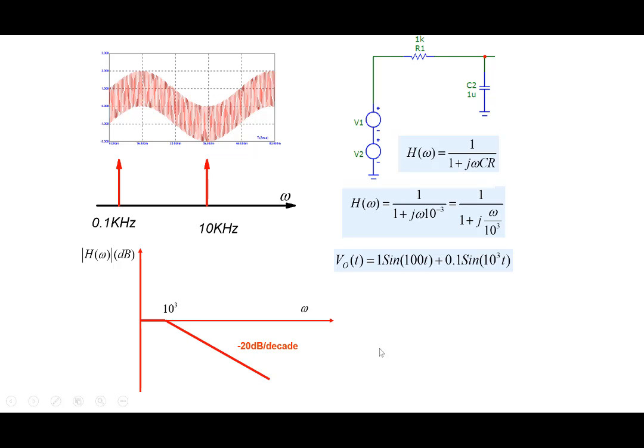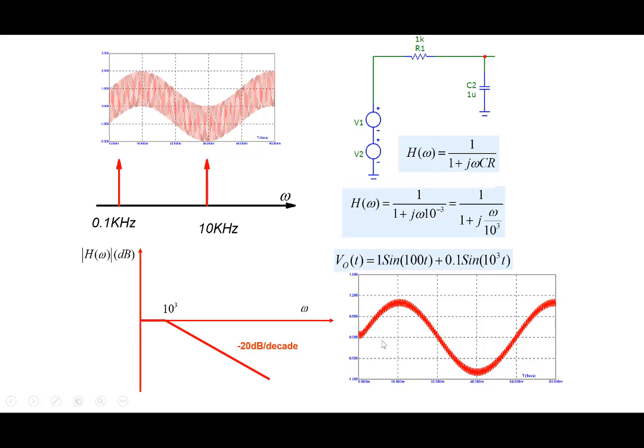So 20 dBs, because 10 kilohertz is 1 decade higher than this, and it is decreasing at a rate of minus 20 dB per decade. So this sinusoid will become 20 dBs lower, a factor of 10 lower here. That's how my output is going to be, and this is how it looks.